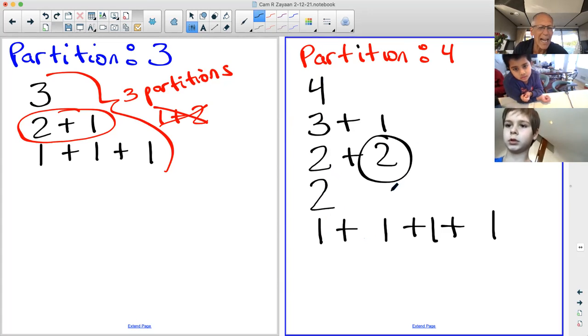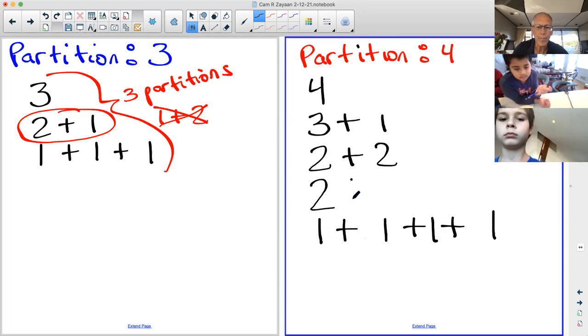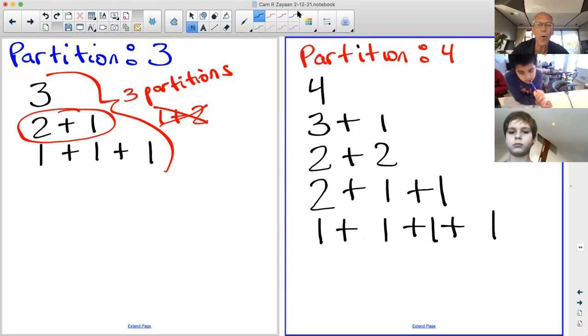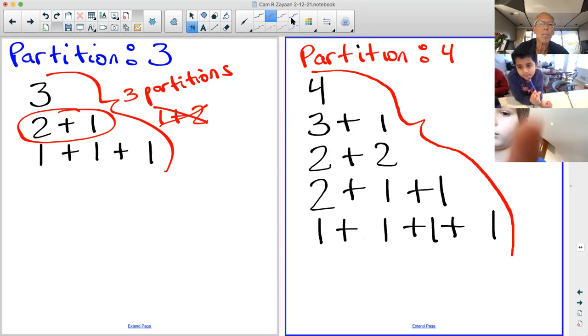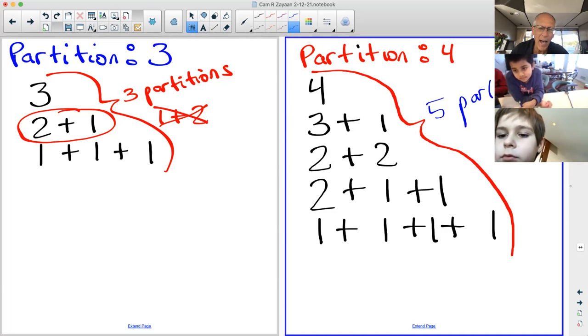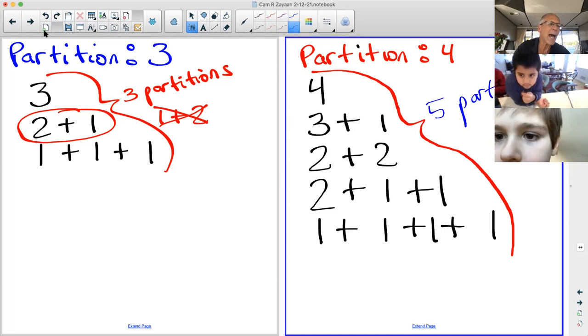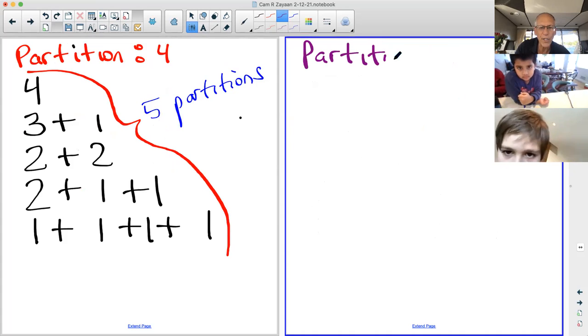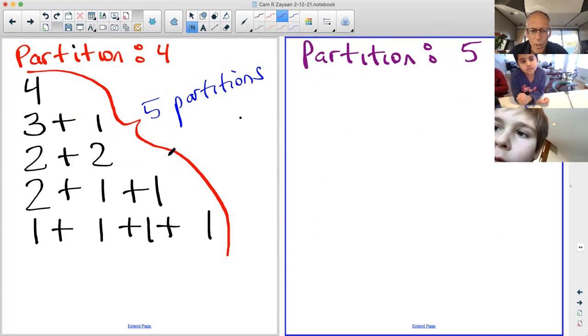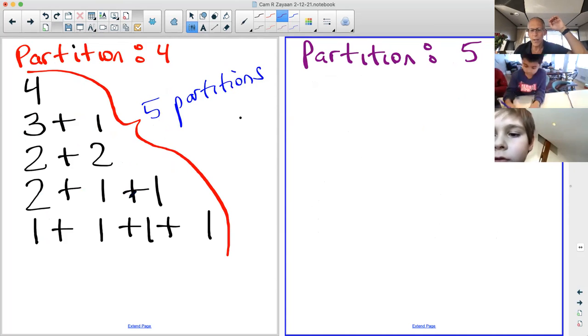Can't you partition that 2 to 1 plus 1? What do you need? And therefore, how many partitions does 4 have? 5. Exactly. So 4 has 5 partitions. And now I'm really interested to see if you guys can partition the number 5 using the same algorithm. So you never use a smaller number first until you've exhausted all the partitions. Cam and Zayaan, go.